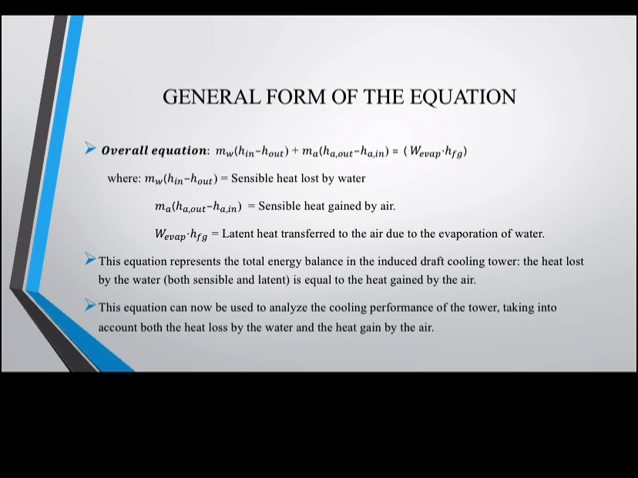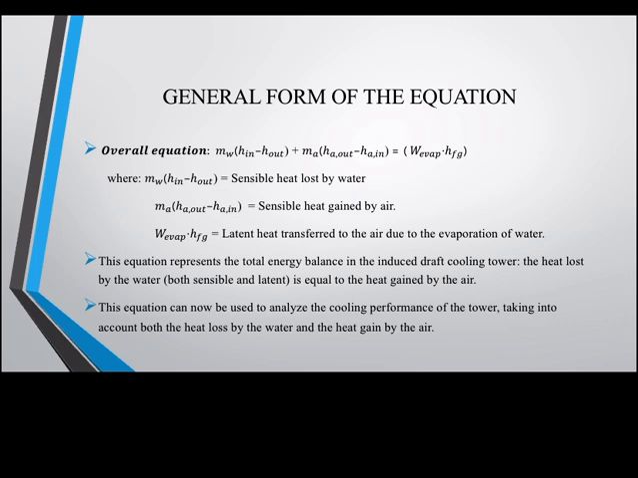So this is accounting for the sensible heat lost by water, and MA times HA out minus HA in equals the sensible heat gained by air. This is equal to W evaporate times the HFG, which is the latent heat transferred to the air due to the evaporation of water.